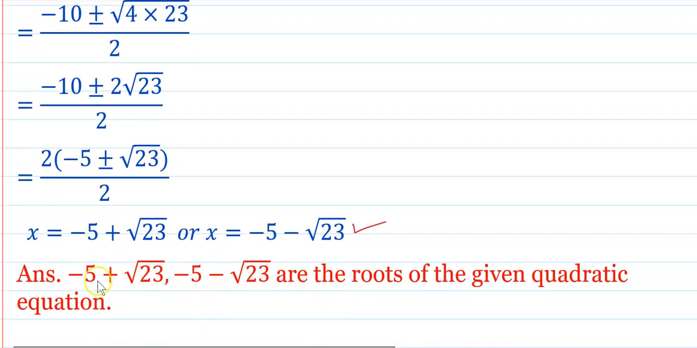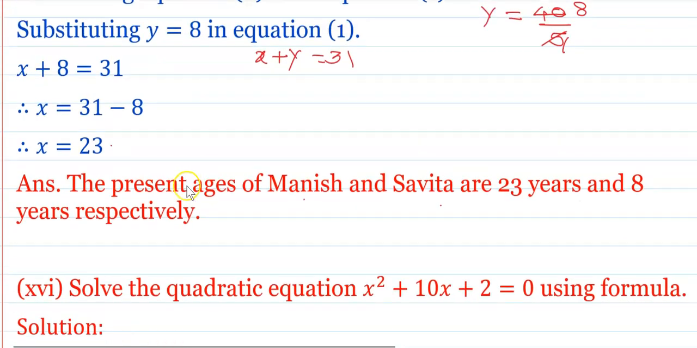And hence, these are the roots. What are the roots? Minus 5 plus root of 23 and minus 5 minus root of 23 are the roots of the given quadratic equation. Easy quadratic equation.